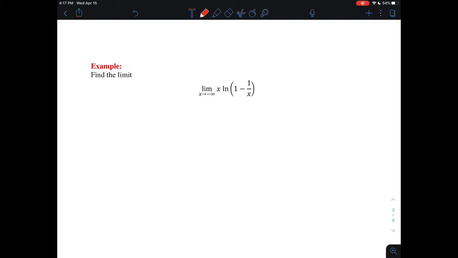So our next example. Find the limit as x approaches negative infinity of x times the natural log of 1 minus 1 over x. So notice this is a product.